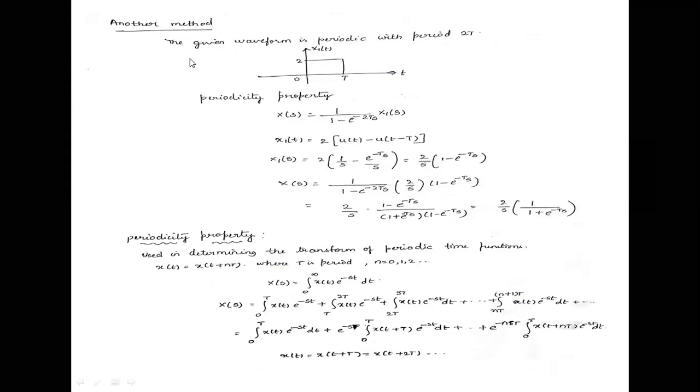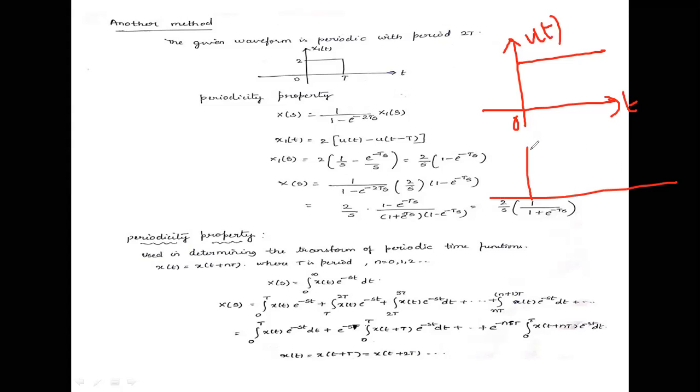The next one, another method, is the periodic function. Because it is a periodic function, 0 to T, the value is 2. The periodicity property can apply. X of s is 1 by 1 minus e power minus 2s into x1 of s. What is the x1 of s? To get this gated function, first of all, you can use the mu of t. What is the mu of t? From 0 to infinity the value is 1. And another step function is shifted by T samples.